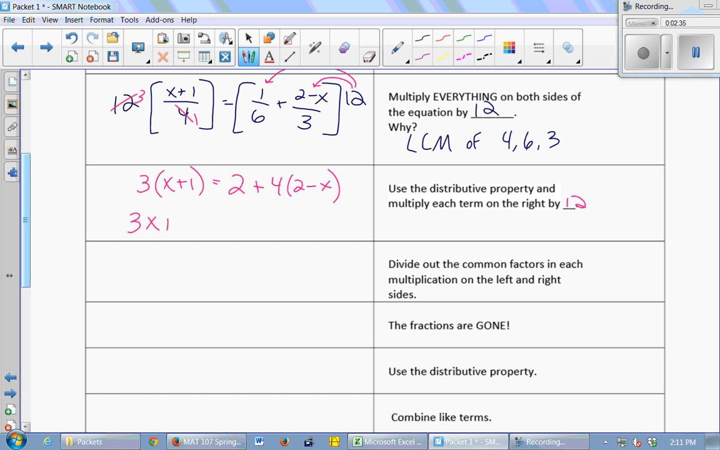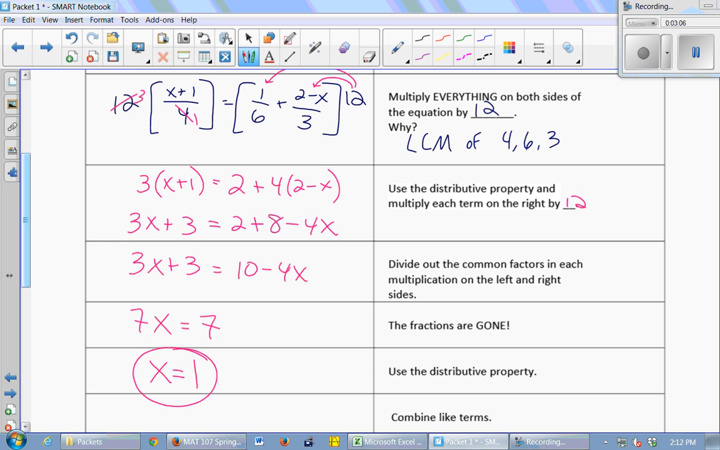So I have 3x plus 3 equals 2 plus 8 minus 4x. Just doing some distributing. Now I'm going to combine like terms. So I have 3x plus 3 equals 2 plus 8 is 10 minus 4x. And then I'm going to gather all my x's on one side and all my non-x's on the other. If I add 4x to both sides, I get 7x. Subtract 3 from both sides, and I get 7. Divide both sides by 7, and I get x equals 1. There's my answer.